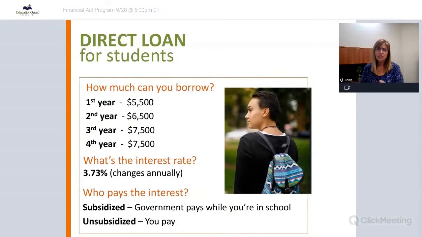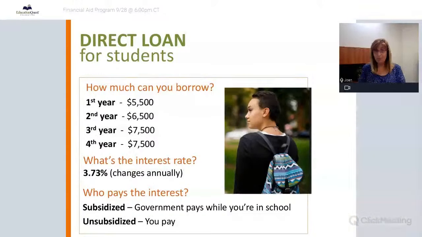Now, pay attention to the last part of the screen up here. We have two different types of federal student loans. We have what's called subsidized and unsubsidized. Subsidized means the government pays the interest for the student while they're in college. So there's no interest accruing on this loan.